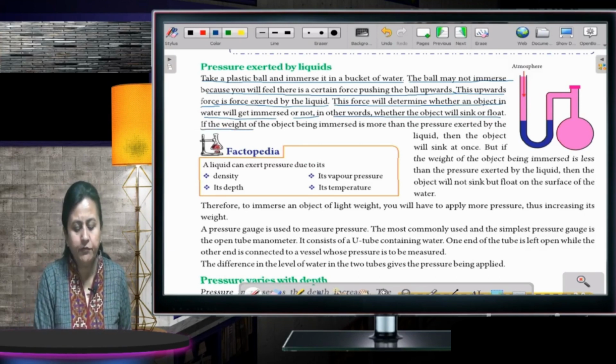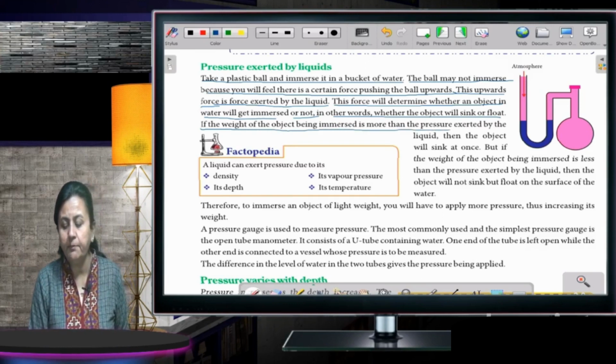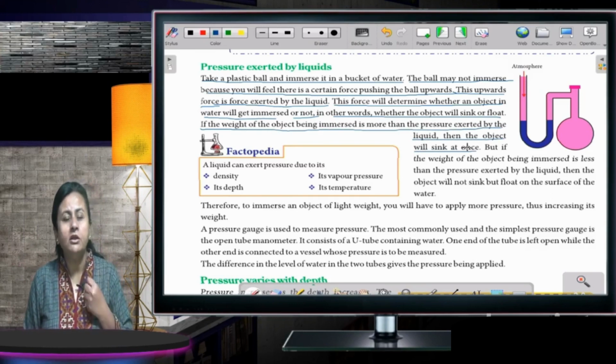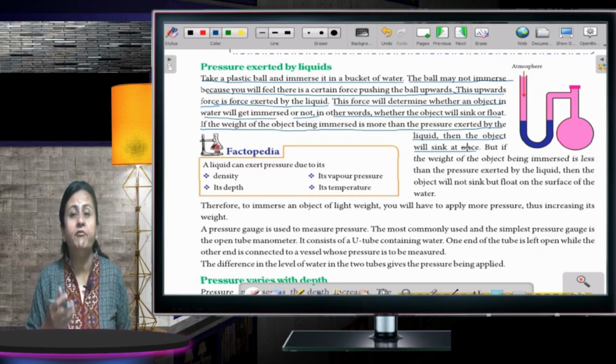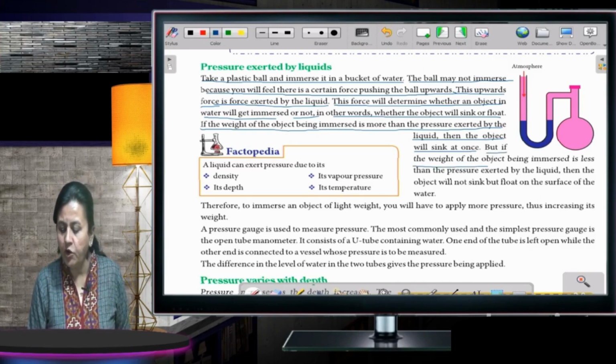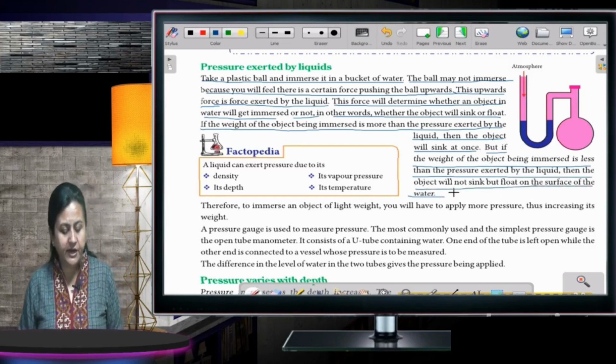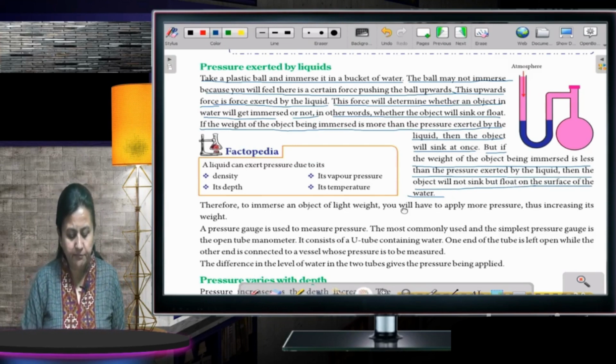If the weight of the object being immersed is more than the pressure exerted by the liquid, then the object will sink at once. If the weight of the ball is more, it will sink. But if the weight of the object which you are going to put in water is less, what will happen? It will float. If the weight of the object being immersed is less than the pressure exerted by the liquid, then the object will not sink but float on the surface of the water. Fine. Now, moving to the next one.